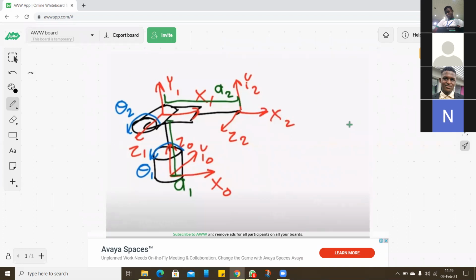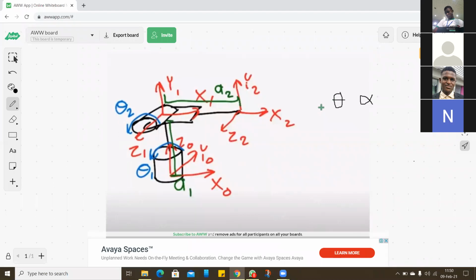Okay, so we need to consider the two parameters. There are two major classifications of parameters in DH matrix. The first one is the rotation parameters. Under the rotation parameters, you have theta and you have your alpha. Now, what does theta mean? Theta is the joint angle.